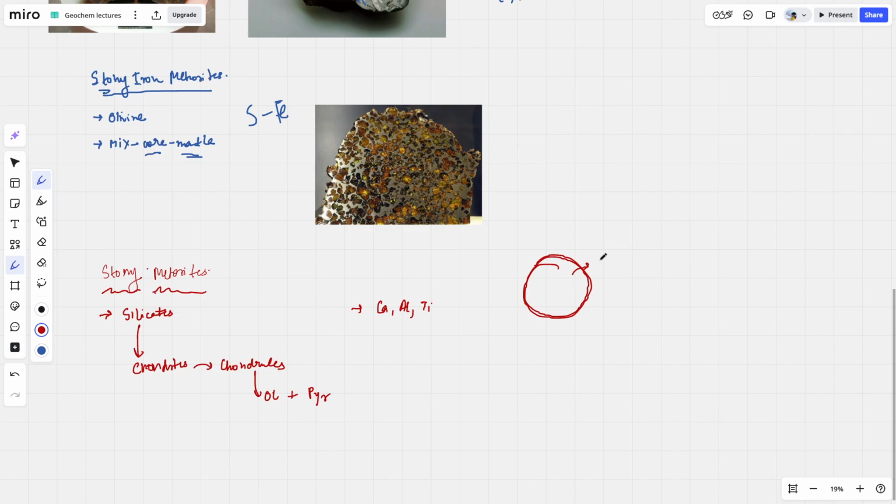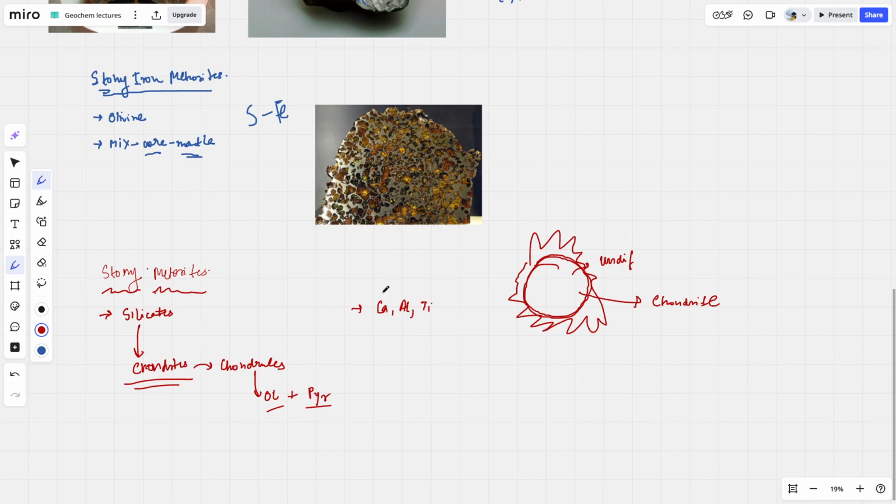Okay, undifferentiated planetary body. When they burst out, okay, they will form chondrite, and they are formed by granules of olivine, pyroxene, which are called chondrules, and thus the name chondrites. They can have some refractory inclusions, which are calcium, aluminum, titanium.